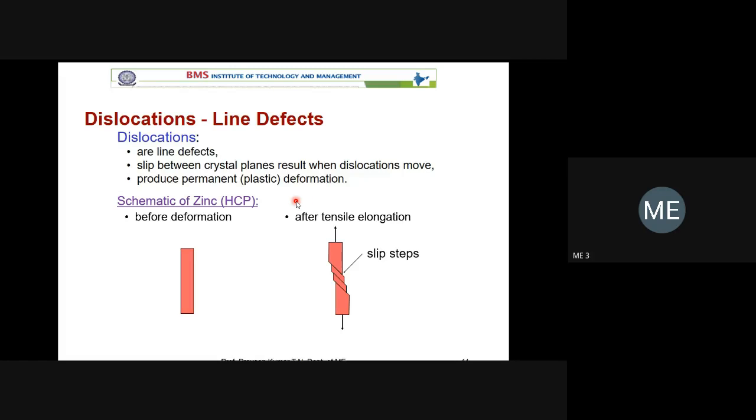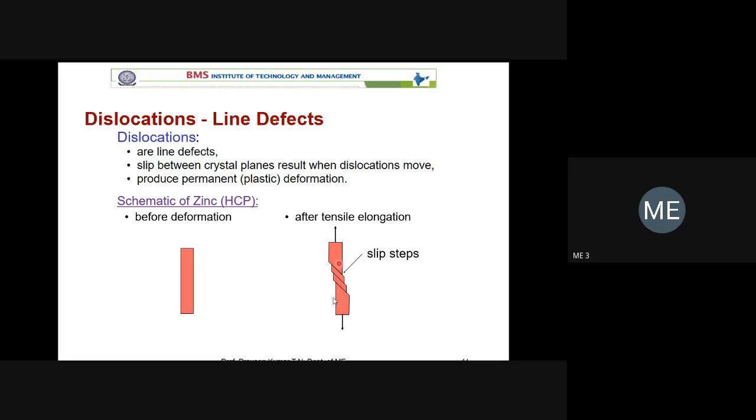That concept you already studied. When load is applied beyond the yield strength or yield load of the material, or beyond the elastic limit, the material undergoes plastic deformation. One more name used for plastic deformation is permanent deformation. Now you are talking about zinc. So zinc has an HCP crystalline structure. This is before deformation.